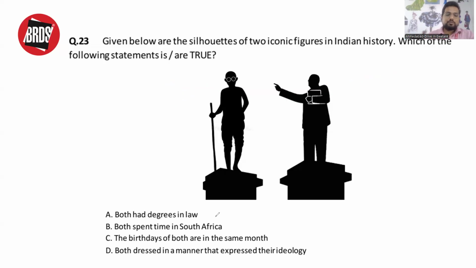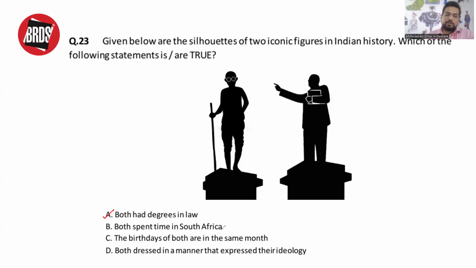Like, both of them have a degree in law. That is correct. Mahatma Gandhi also worked as a lawyer for some time. And B.R. Ambedkar also had a degree in law, and that's why B.R. Ambedkar got this responsibility of drafting the Indian Constitution.